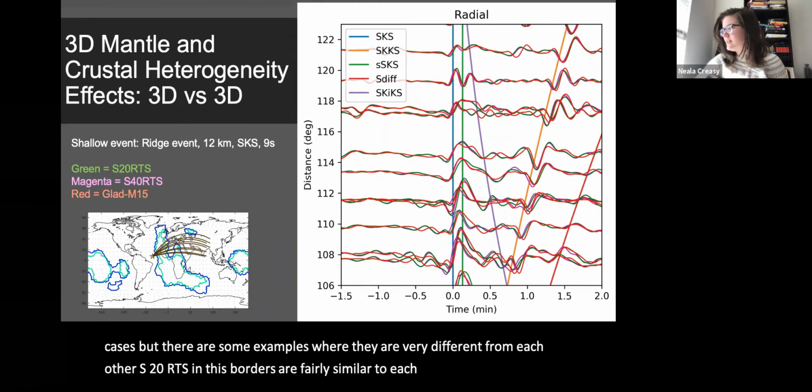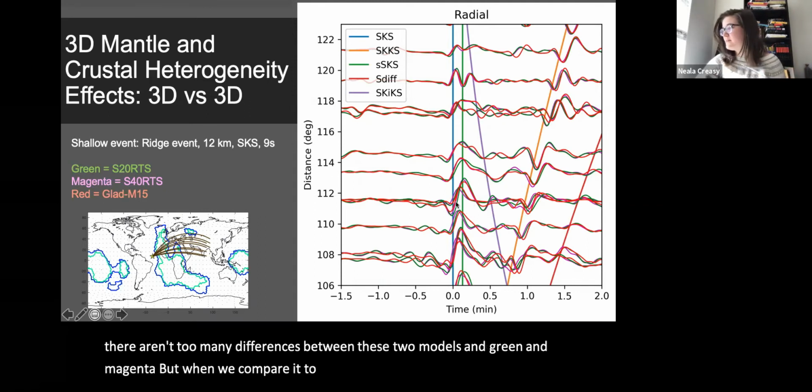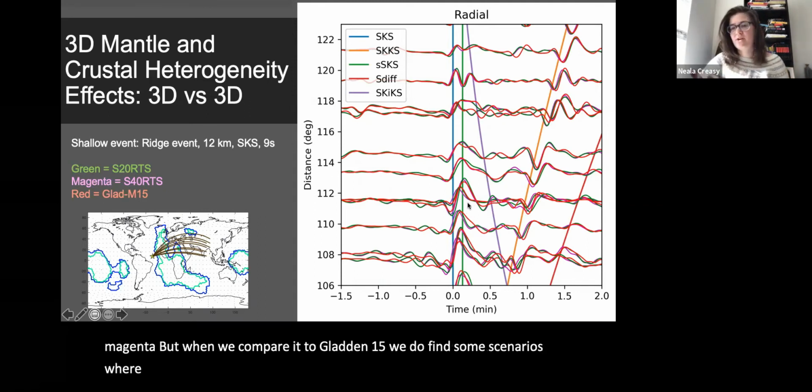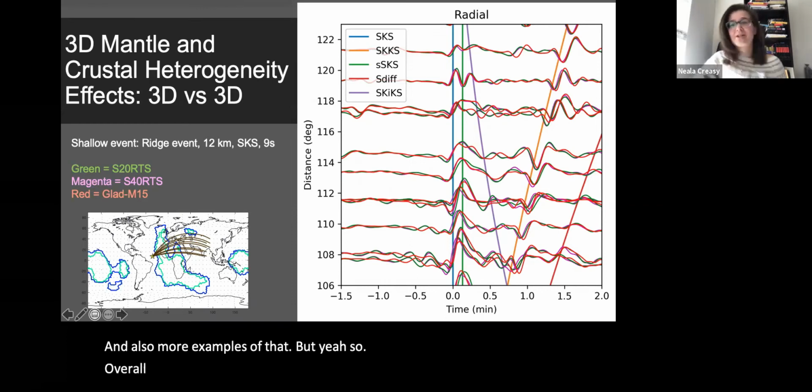As you can see, there aren't too many differences between these two models in green and magenta. But when we compare it to GLAD M15, we do find some scenarios where they can be significantly different. And I'll show more examples of that. But overall, even different tomography models can produce different results.